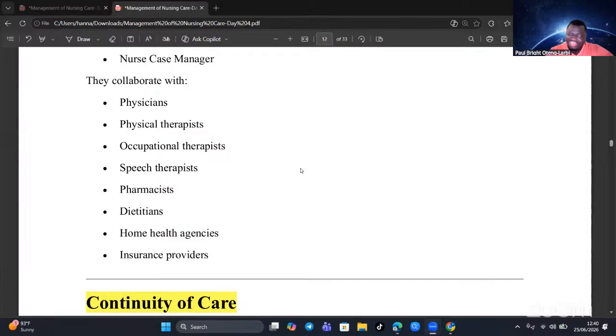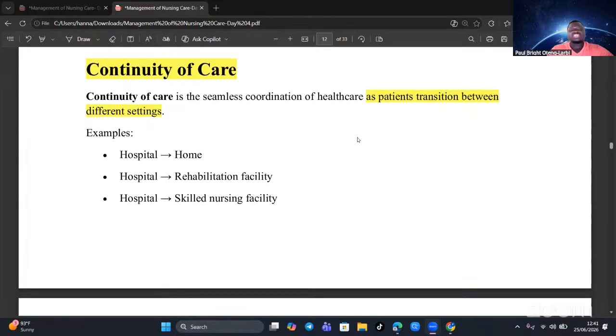Case manager, will you allow the patient to be discharged to the home again? No. Police must be involved to investigate what is actually going on in the house. Social workers must be involved. Is the patient a minor below 18 years? So all these ones, the case manager doesn't rest like that.